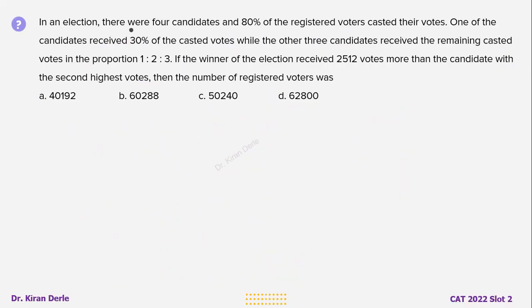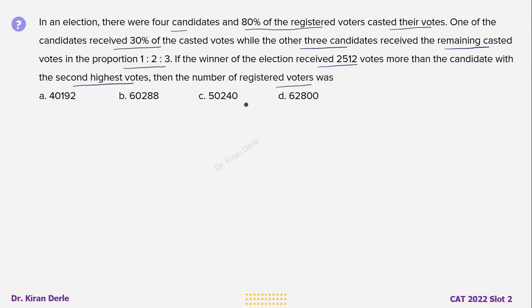In an election there were 4 candidates. 80% of the registered voters casted their votes. One of the candidates received 30% of the casted votes, while the other 3 candidates received the remaining votes in the proportion 1:2:3. If the winner of the election received 2,512 votes more than the candidate with the second highest votes, then the number of registered voters was.